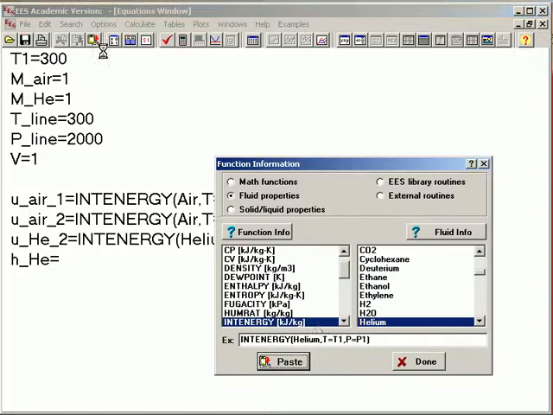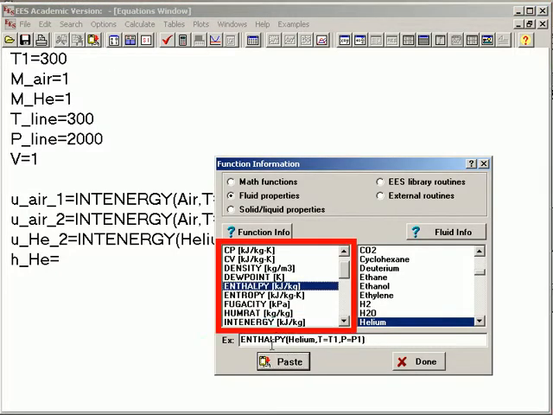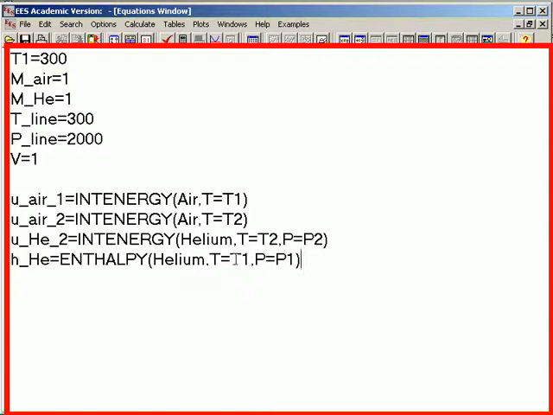The other thermophysical property we need is the enthalpy of the helium as it comes from the line. Again, if we come to the function info, we can now click on enthalpy, and again we have enthalpy of helium, T equals T1, P equals some pressure. The temperature that we want to know the enthalpy of helium at is the line temperature, and the pressure is the line pressure. Okay, and so now we've got all of our thermodynamic properties.